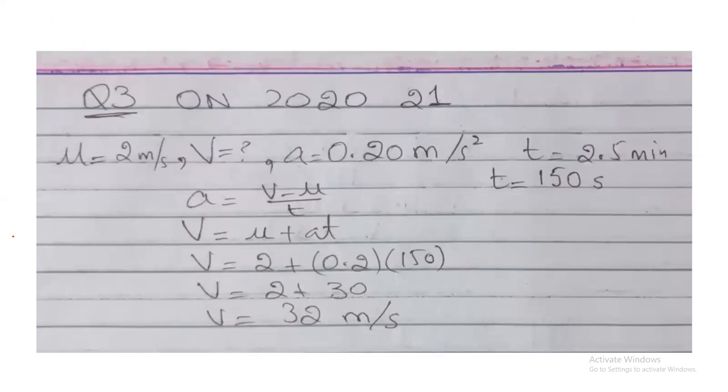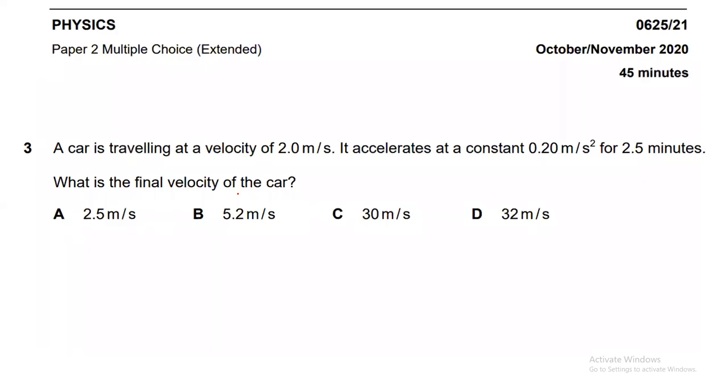So, acceleration is equal to V minus U divided by T. And this is the first equation of motion, and you get it from the formula of the acceleration. So V will be equal to U plus AT. So V will be equal to 2 plus 0.2 into 150. So V will be equal to 2 plus 30. So V will be 32 meter per second. You see, the time was given 2.5 minutes, so I converted it to seconds. That is 150 seconds.